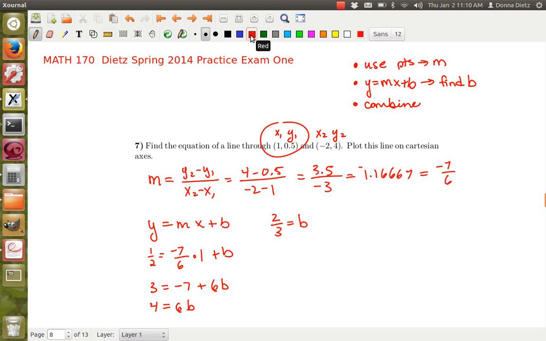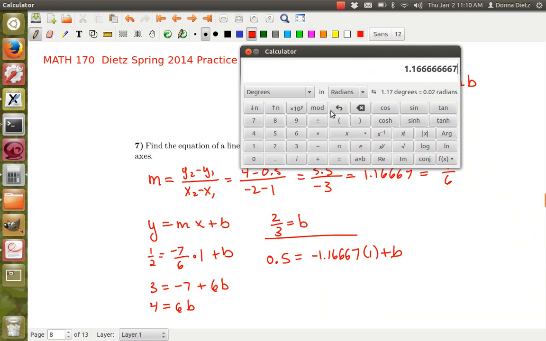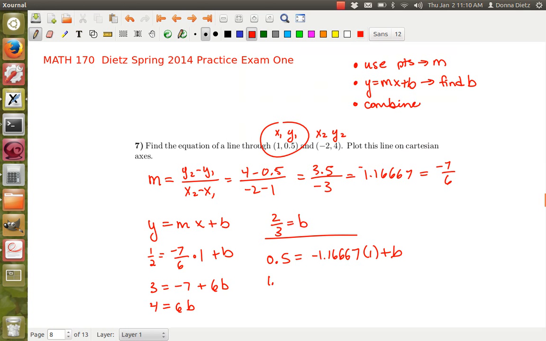Okay, so what would happen if you do it your way? I mean, some of you, not all of you. Okay, you're going to say y equals mx plus b. And then you're going to say 0.5, and you're going to add this to both sides, add 1.167 equals, okay, so then I'm going to get 1.67 is b.